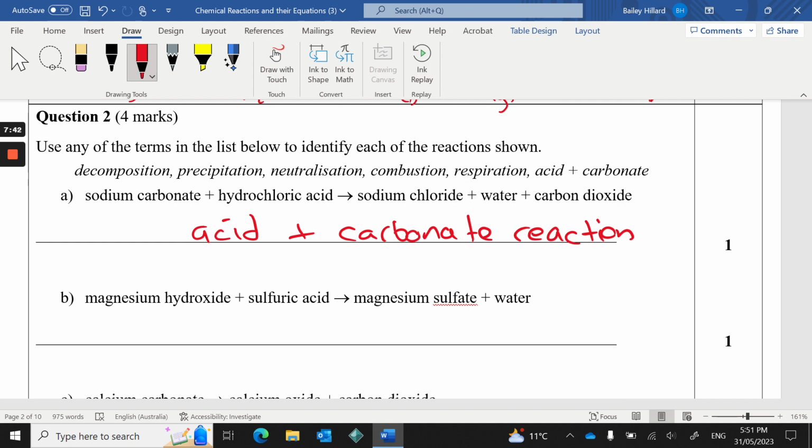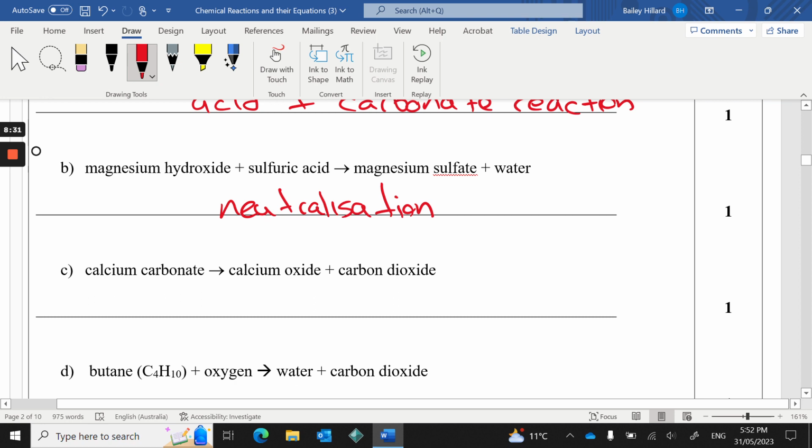Next up, we have magnesium hydroxide plus sulfuric acid goes to magnesium sulfate and water. So magnesium sulfate is a salt, and we have water. You should also notice here that magnesium hydroxide, Mg(OH)2, our magnesium hydroxide there is going to be a base because we have hydroxide involved. And sulfuric acid, obviously by the name, tells you that it's going to be an acid. An acid and a base is going to always be neutralization. Okay, so there's neutralization.